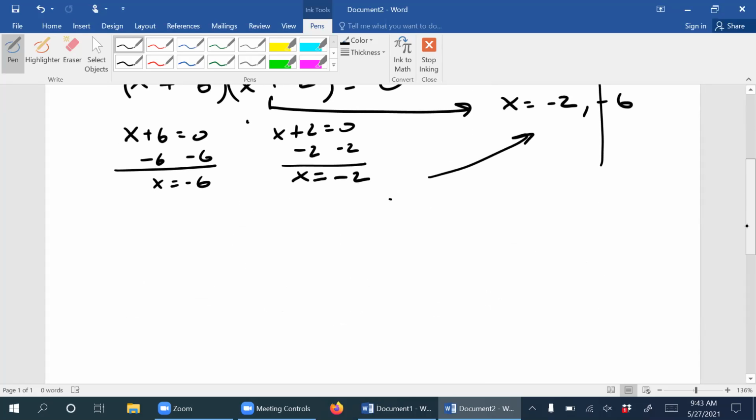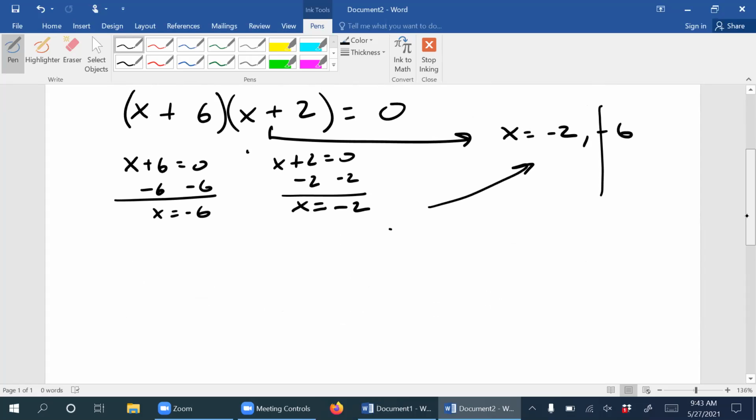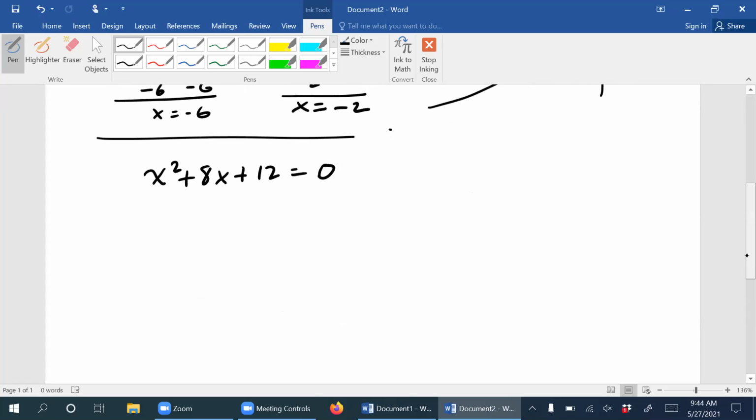Well, how can we solve this using a different method? A method called completing the square. If I gave you x squared plus 8x plus 12, and I asked you to make this go to 0, we can also use completing the square to solve this. Let's take a look at how we would do that.